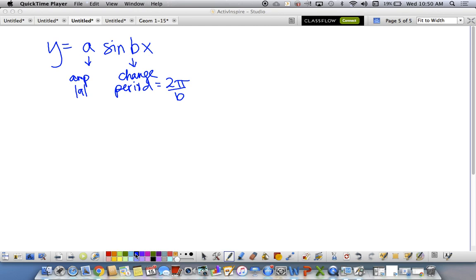So when I write an equation, y equals, and I'm going to leave an a out right now because we don't need to handle anything else, sine 2x. I put in a b. That's what it will look like. So I'm going to ask the same questions. What is the amplitude? 1.